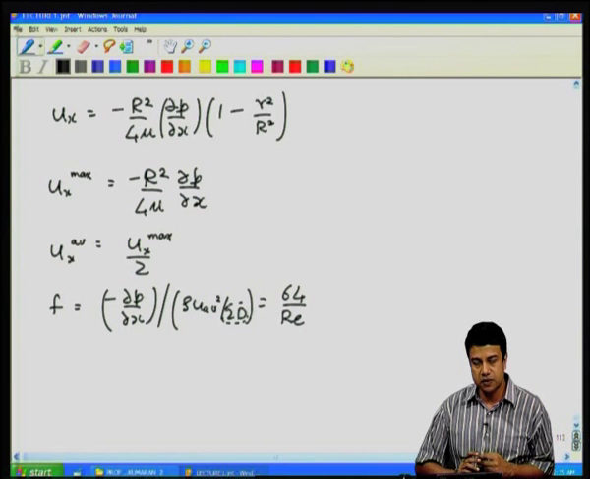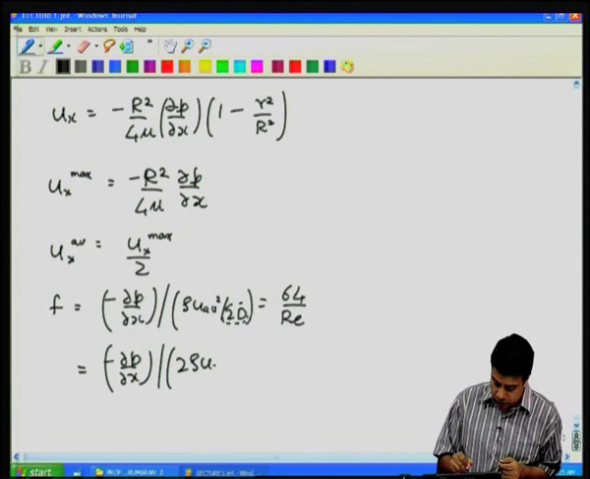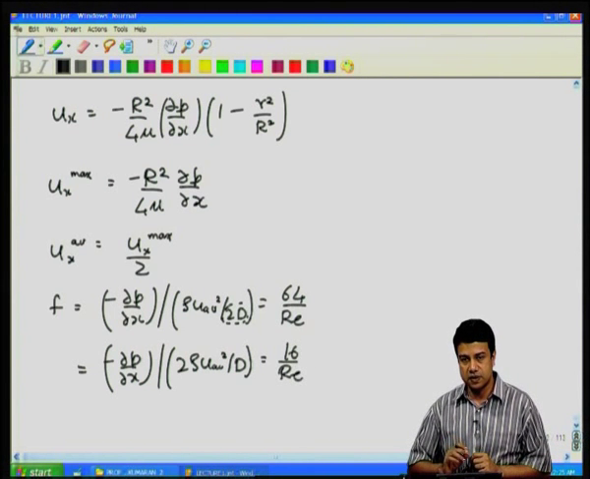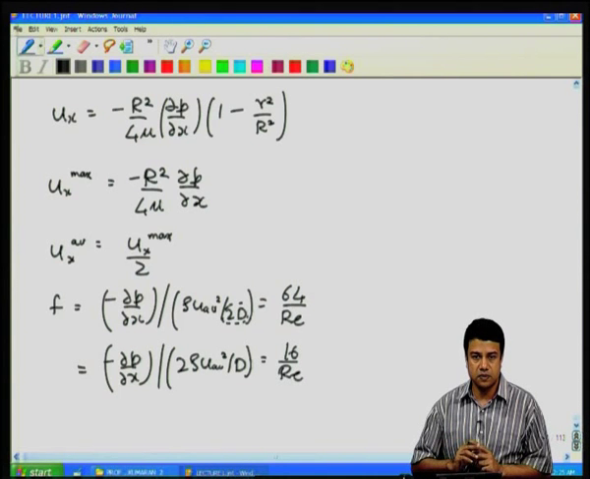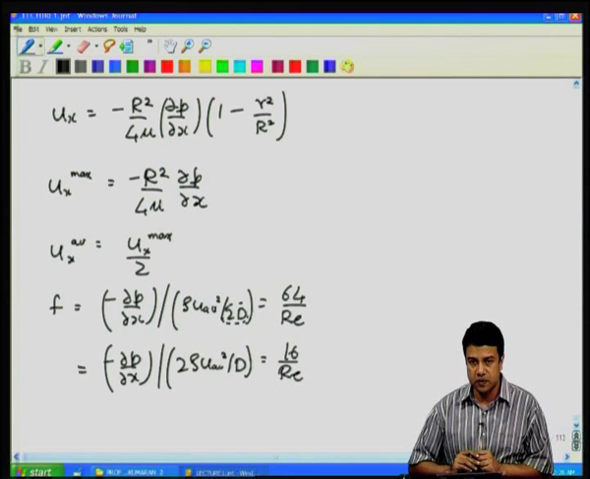Okay. The other way is to express it in terms of the hydraulic radius. The hydraulic radius is D by 4. Okay. So, the other friction factor is minus partial p by partial x by 2 rho u average square by D is equal to 16 by Re. Okay. So, it is defined with the diameter as the characteristic length in one case, the Darcy friction factor, whereas the Fanning friction factor is usually defined with the hydraulic radius, which is the diameter divided by 4. Okay. So, this gives you the friction factor for the flow in a pipe.